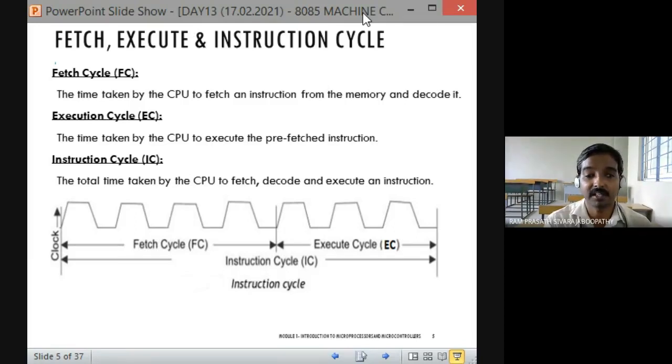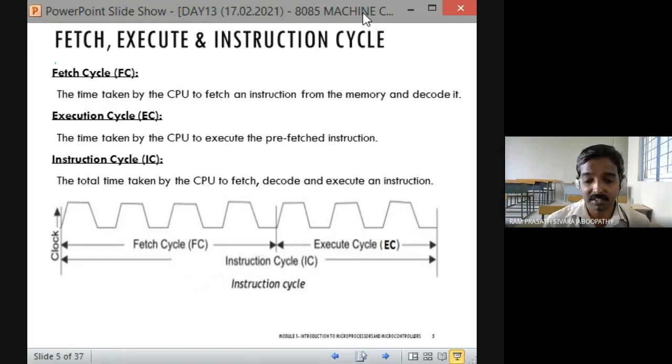Fine. See, the fetching operation, decoding, execution, the whole part is the time taken by the processor to execute an instruction. Clear? When the processor is executing an instruction, it does several operations. Taking the output from memory is one operation. Reading the data from the memory is one operation. Or writing some data to the memory is one operation. Like that, several operations take place when an instruction is getting executed. Clear? That we call the machine cycle.